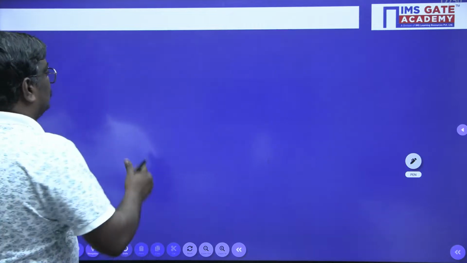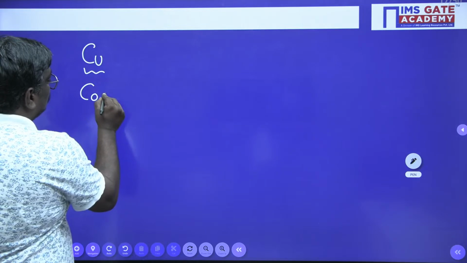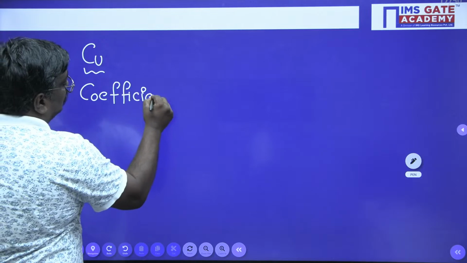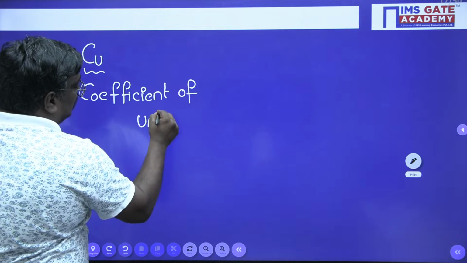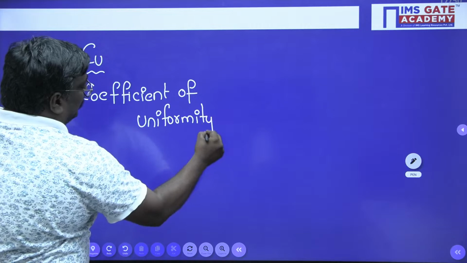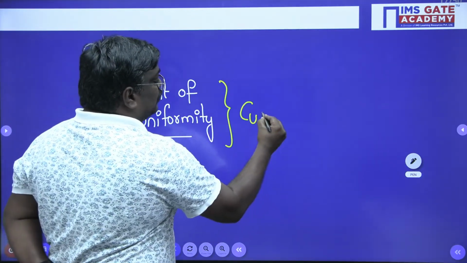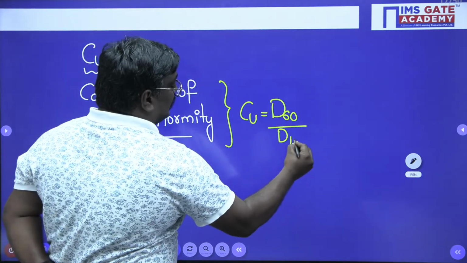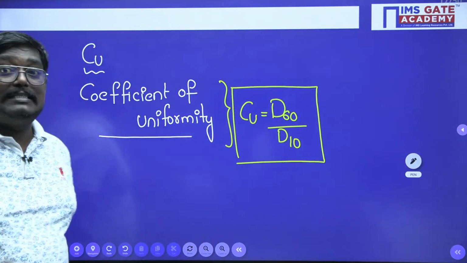Now, my dear students, let us calculate Cu. What is Cu? Cu is nothing but the coefficient of uniformity. When I talk about the coefficient of uniformity, Cu is given by the value D60 upon D10. Cu value is given by what, sir? It is given by the value D60 upon D10.